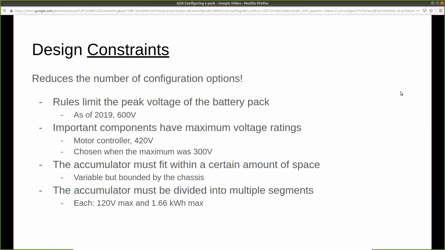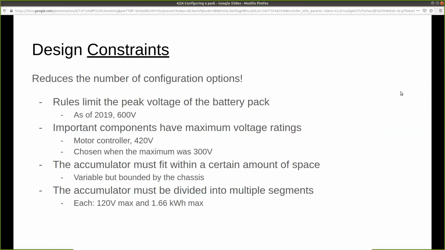As you start to think about everything that constrains your design, you quickly narrow down to many, many fewer viable options. And if we have a little bit of time at the end, I'll show you some of the spreadsheets we made to help make these decisions with a lot of these constraints built into it.